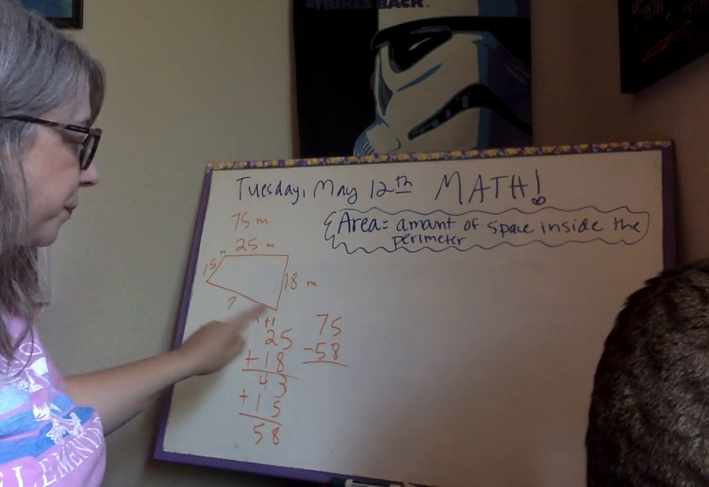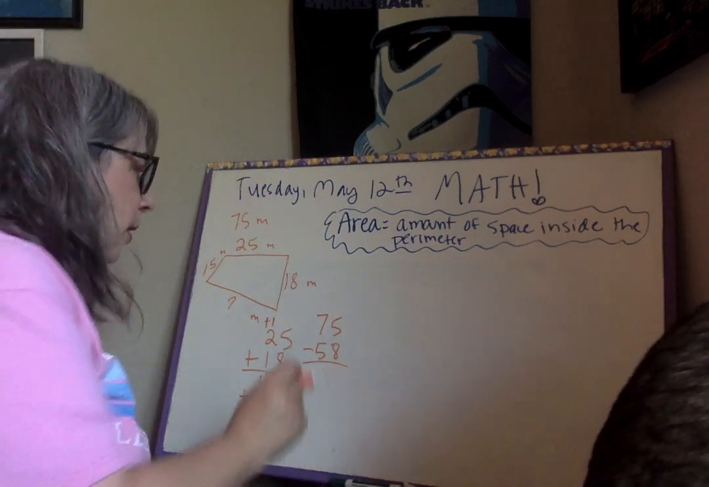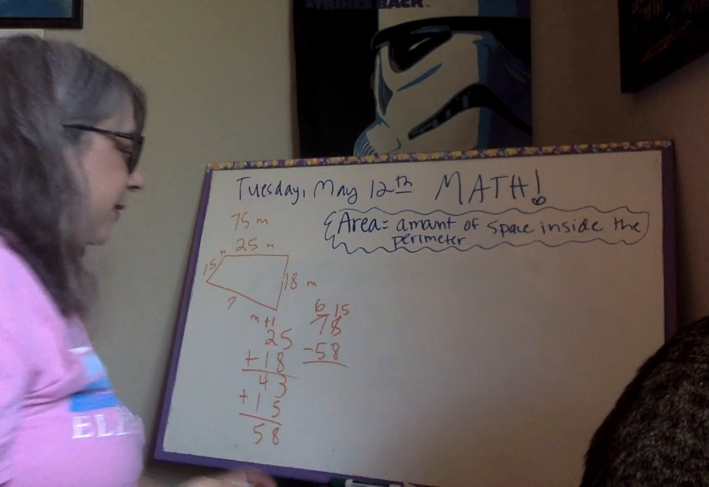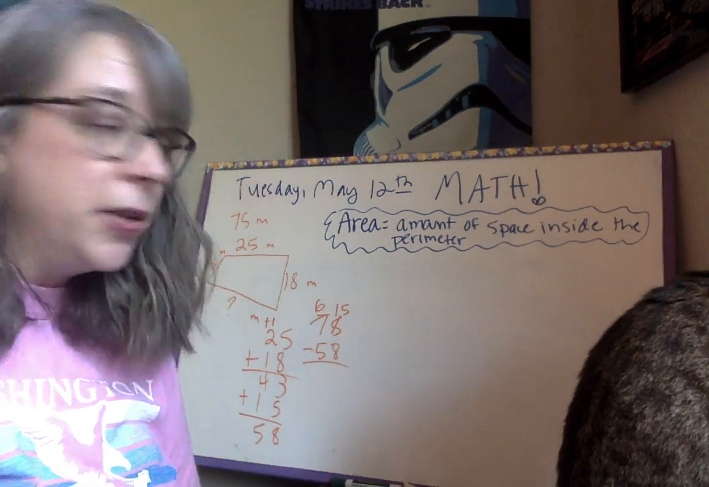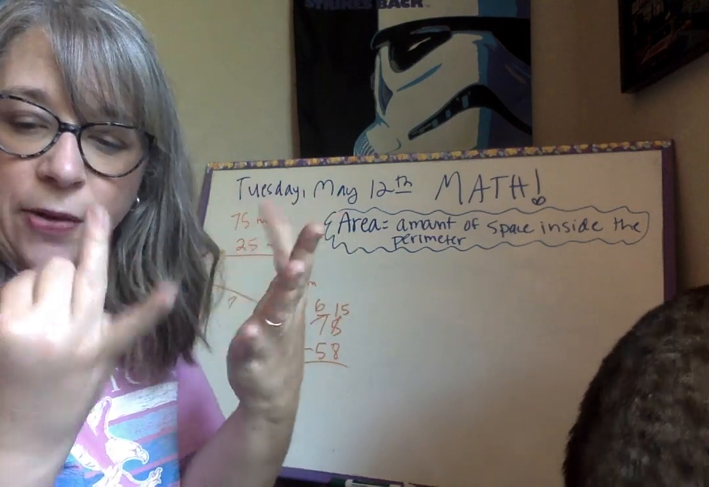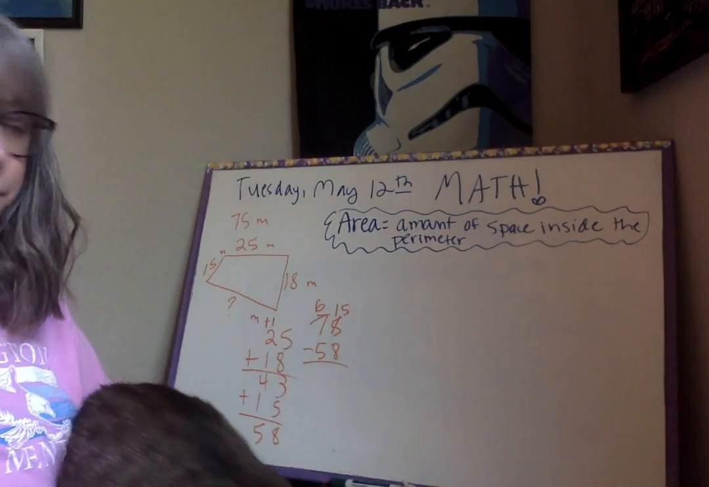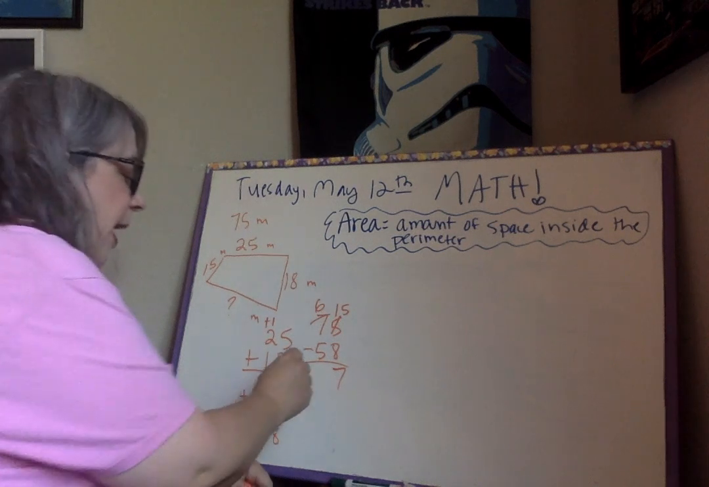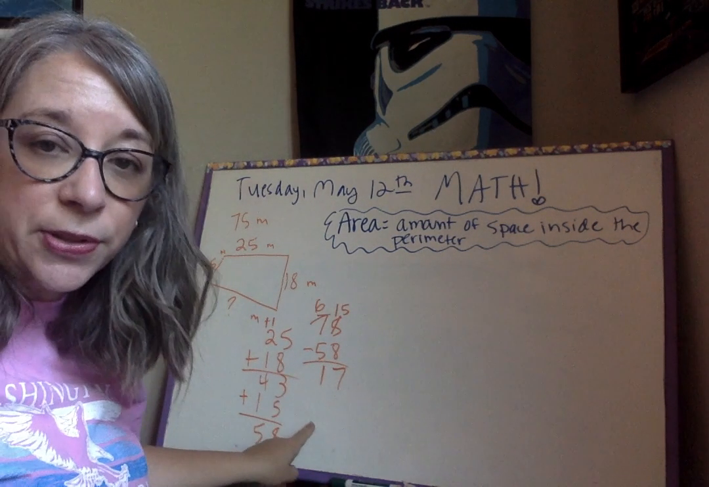Okay? All right, can we take 8 out of 5? We can't. So we're going to borrow, so that becomes a 6. This becomes a 15. So can we take 8 out of 15? We most certainly can. So 5, 6, 7, 8. So our leftover is 7. And 6 minus 5 is 1. So 17. So respectively, our answer is 17.